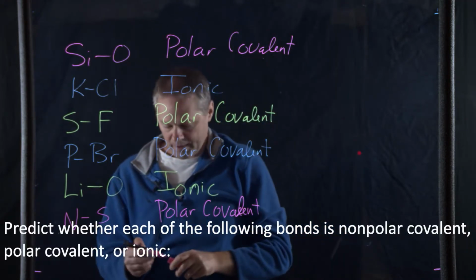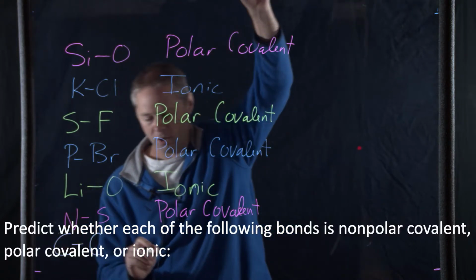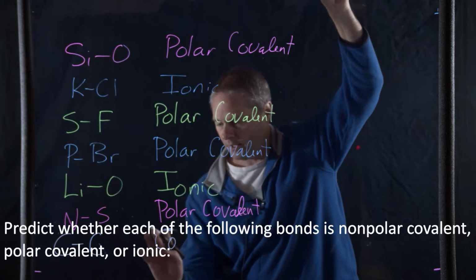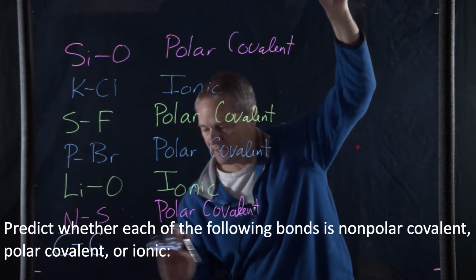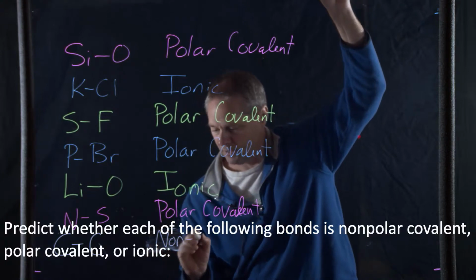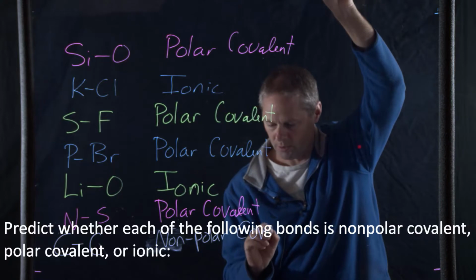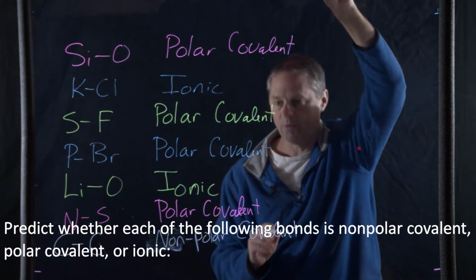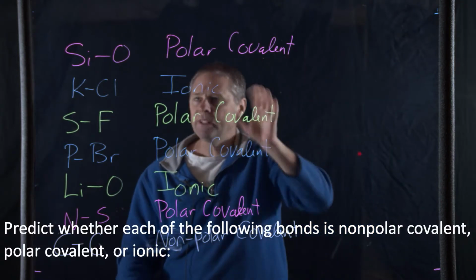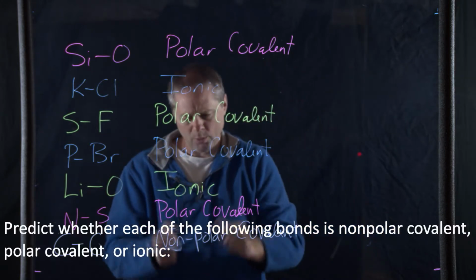Now I'll give you a non-polar one just to let you know. You could look at a carbon-carbon bond, which would be considered what is called a non-polar covalent. Now, what determines whether something's going to be polar covalent, ionic, or non-polar covalent?